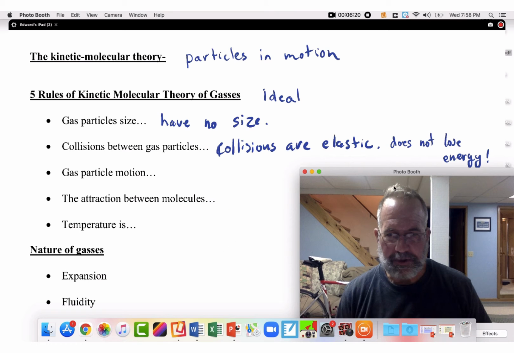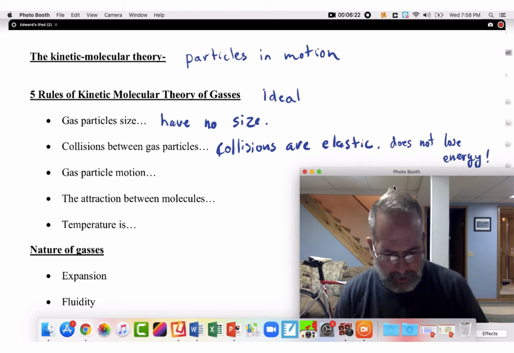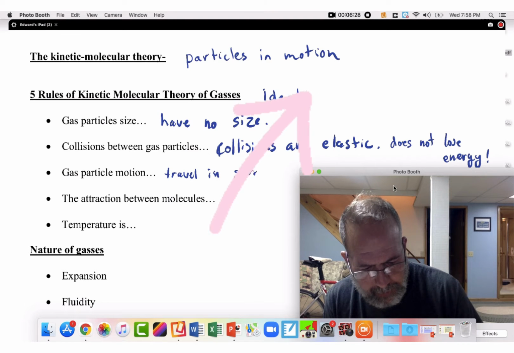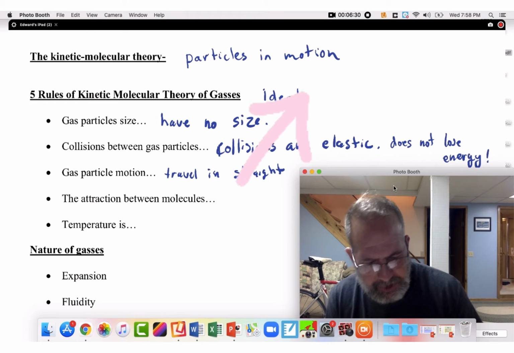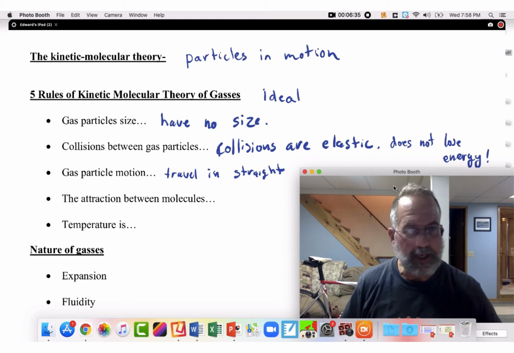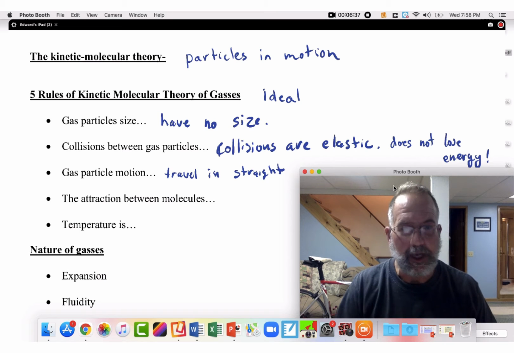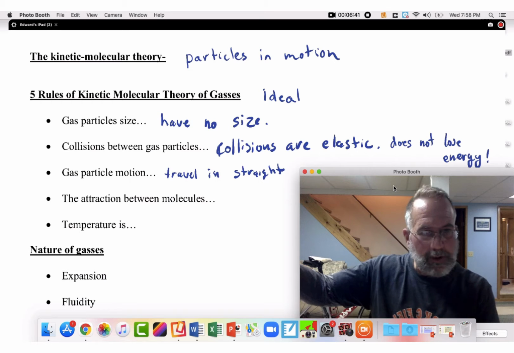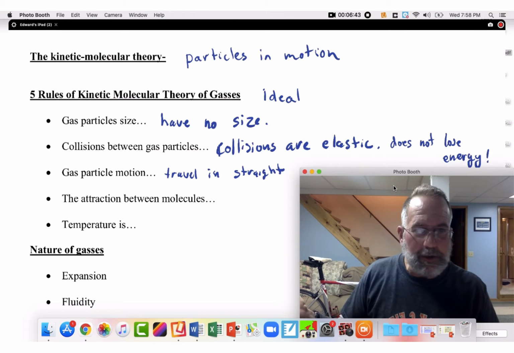Gas particle motion. We're going to say that they travel in straight lines, and the only way that they change direction is from bouncing off or colliding. So the only time they change is from collisions, and they're bouncing all over the place. Right? And those collisions are elastic, so they're not losing energy during these collisions.